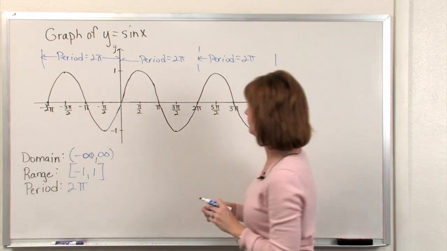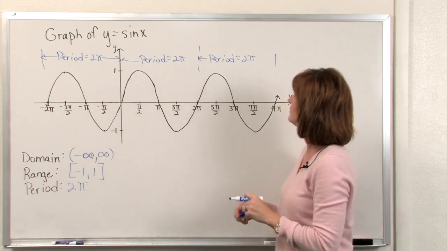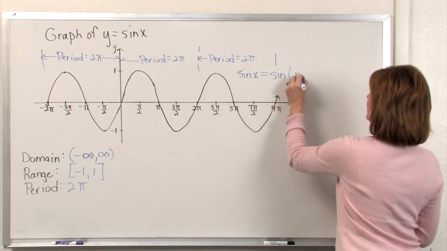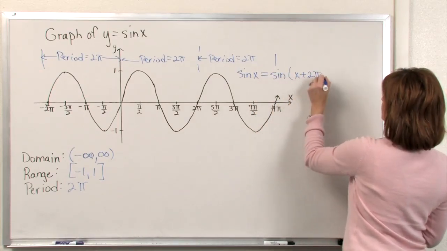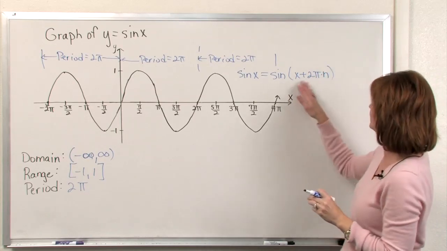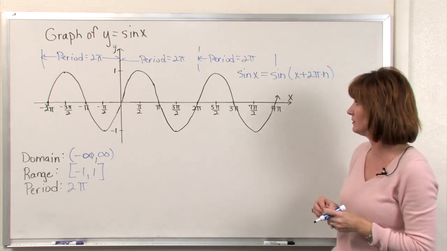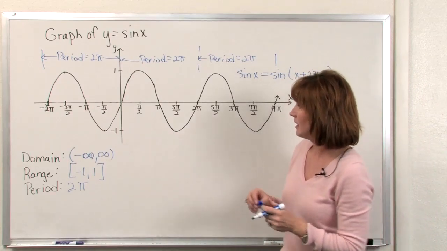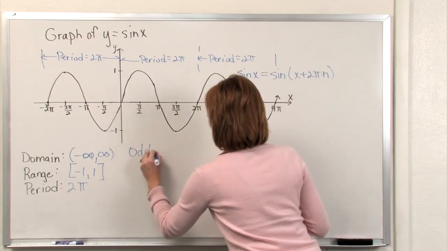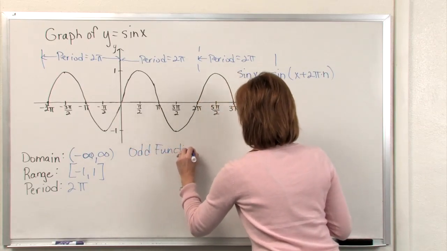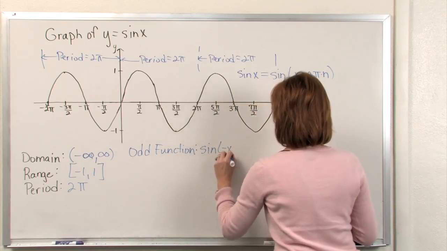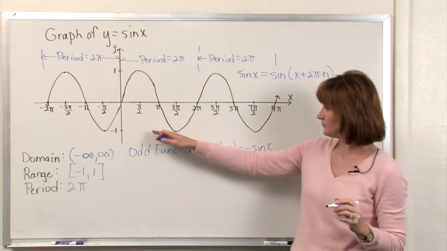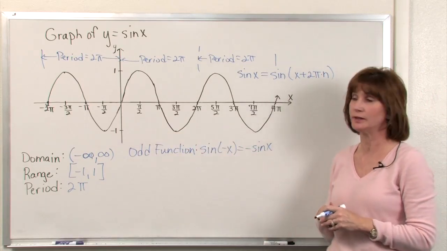Now what that means is that if you're trying to find values, the sine of some value x is going to be the same thing as the sine of x plus 2 pi times, say, n, where n is any integer. They'll be the same value because the sine function is periodic. Now, another thing we notice about the graph is that sine is an odd function. What does that mean? That means that the sine of negative x is the opposite of the sine of x. That also means the graph is symmetric about the origin.